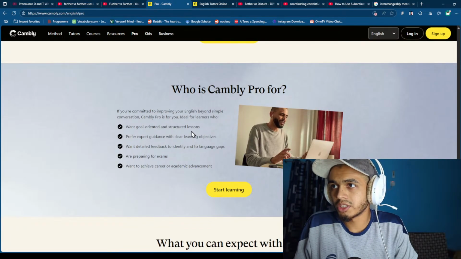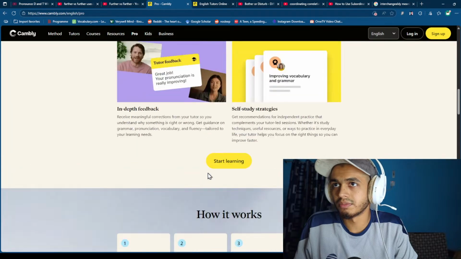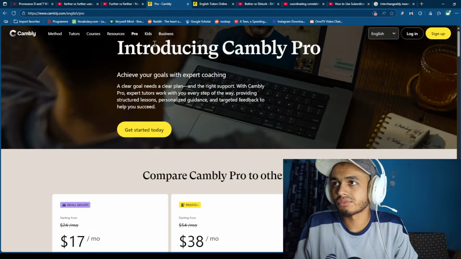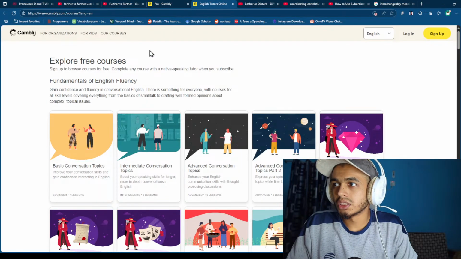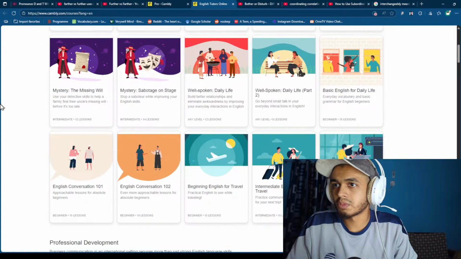Goal-oriented structured lessons. Prefer expert guidance with clear learning objectives. Detailed feedback to identify and fix language gaps. Are preparing for exams. Want to achieve career or academic advancement. Basic conversation topics. Explore everything.